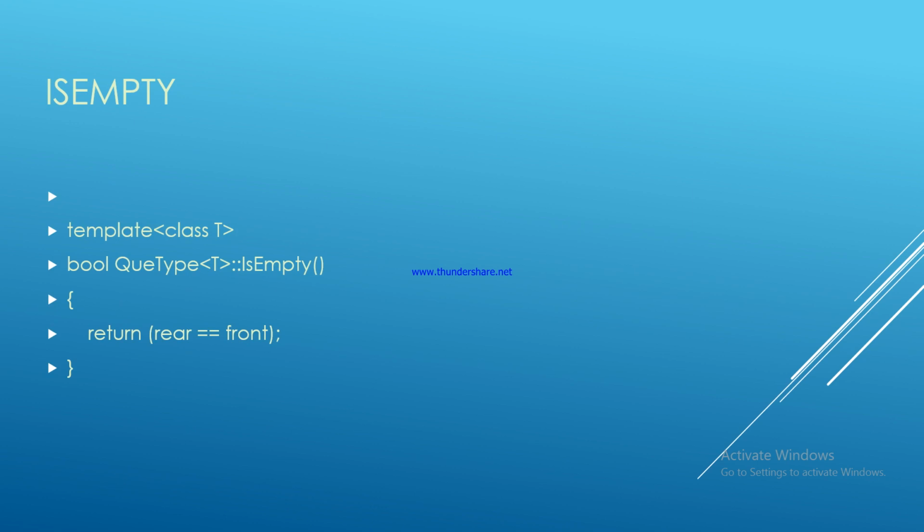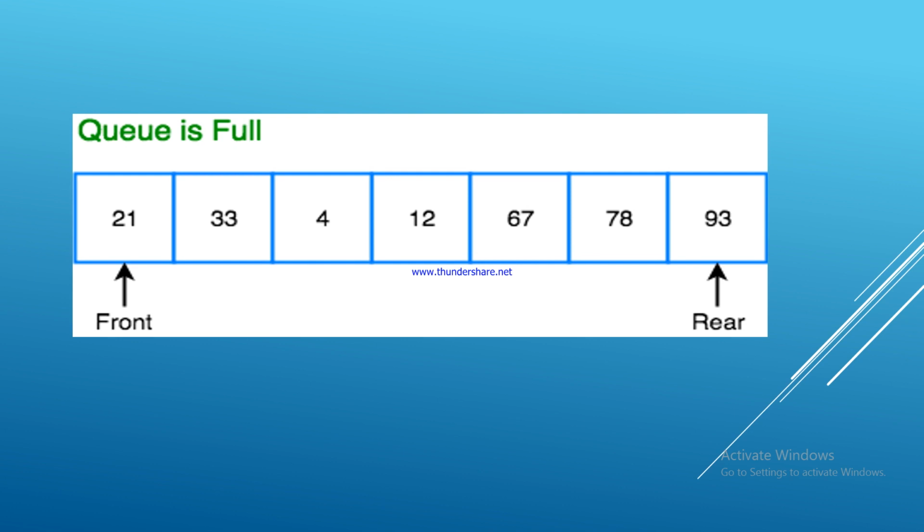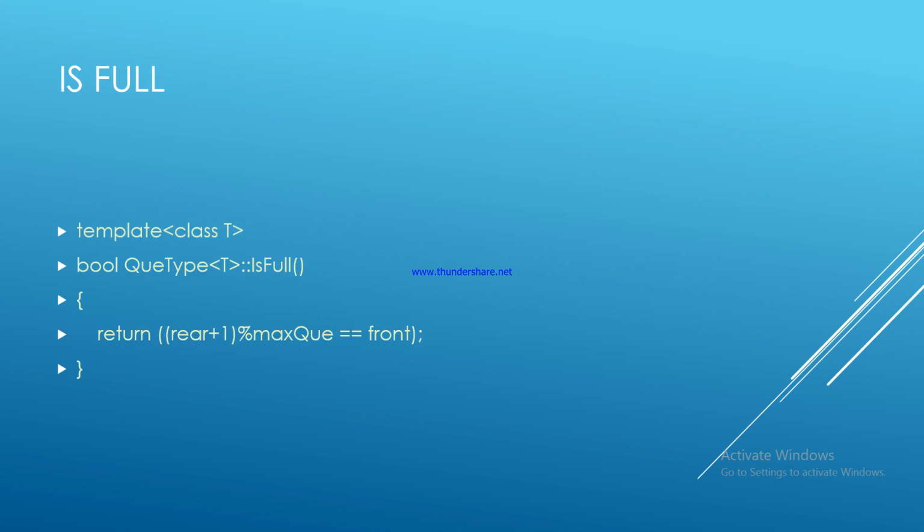Here is the code snippet for the isEmpty function. It is a Boolean function which returns true if rear equals front. Here we can see that the queue is full and no elements can be added. 21 is the element at the front and 93 is the element at the rear. Here is the isFull function.